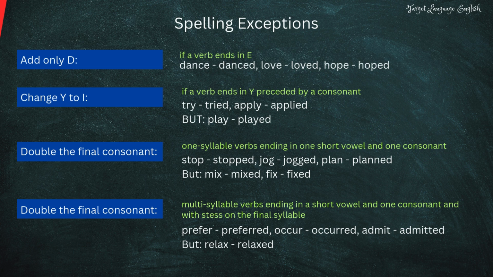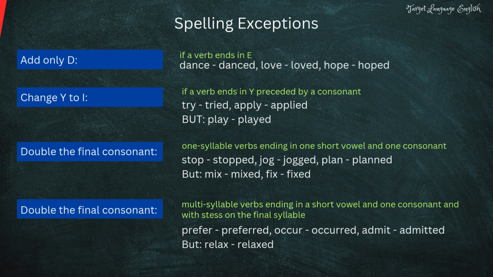For example, the verb prefer has two syllables. The stress is on the second syllable, and the verb ends in one short vowel and one consonant. So to form the past participle, we double the final consonant and add ed. Prefer, preferred. It is the same with occur, occurred, admit, admitted.